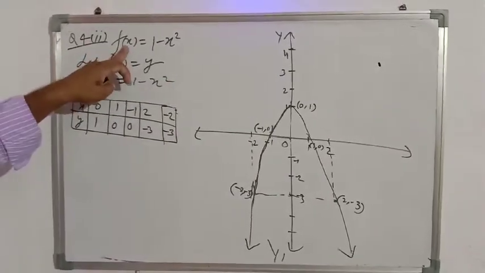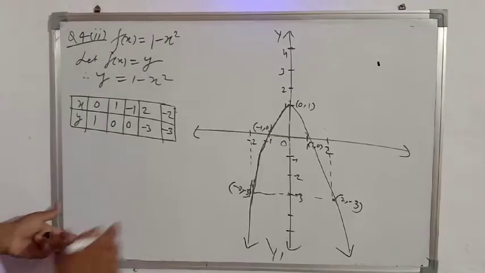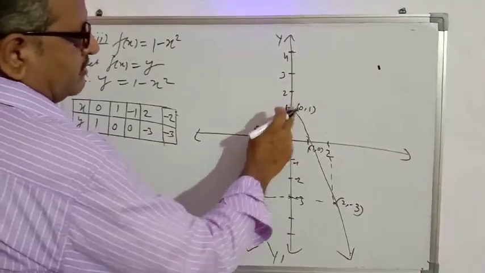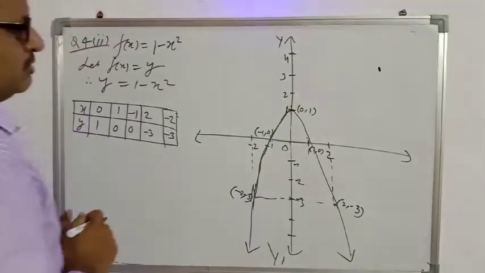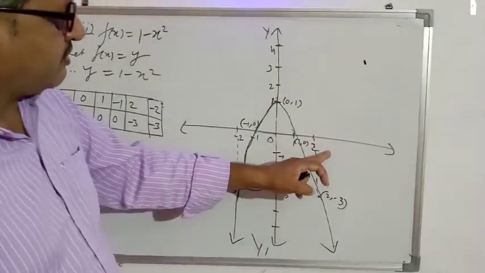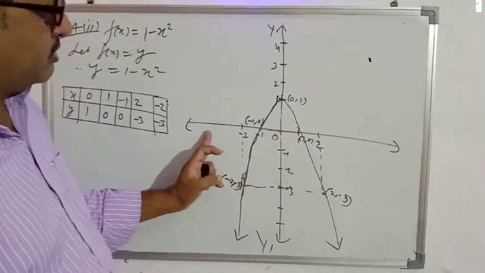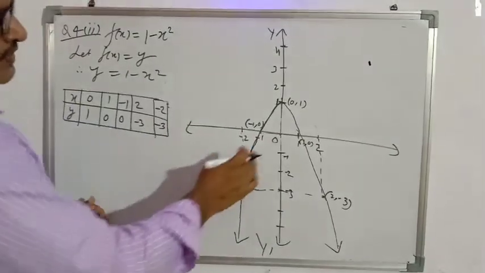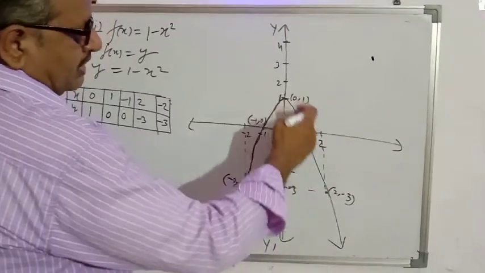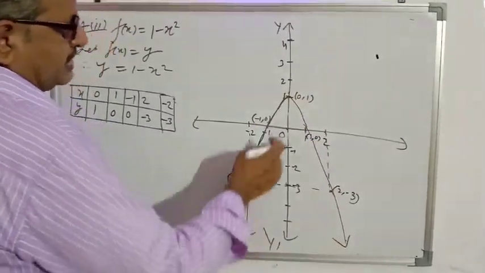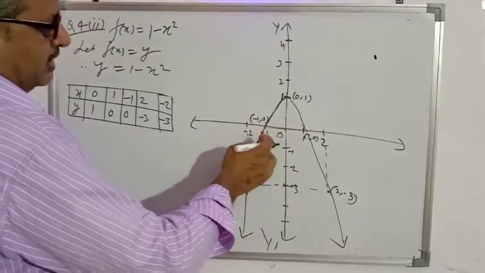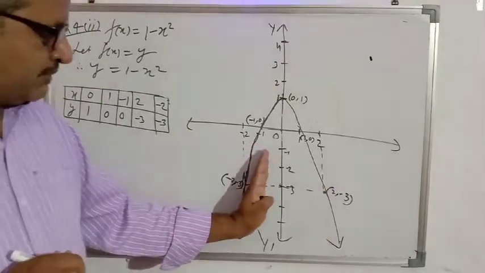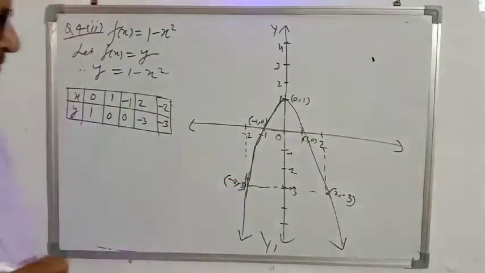Range means value of f(x), means value of y. So what is the maximum value of y? 1, which we get at x equal to 0. But as x increases from 0 or decreases from 0, the value of y continuously decreases. If x increases from 0, f(x) decreases. If x decreases from 0, to minus 1, minus 2, f(x) again decreases. So this graph is symmetrical about the y-axis.